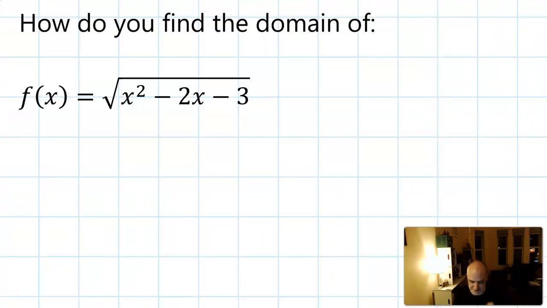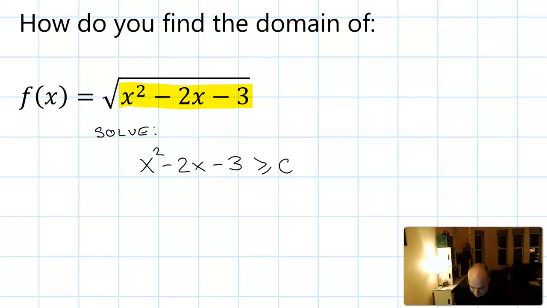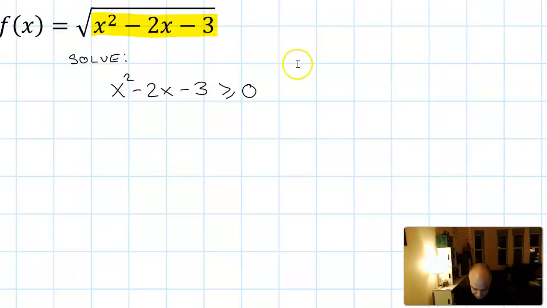We've encountered a problem like this in previous sections, a long time ago: how do you find the domain of the square root of x squared minus 2x minus 3? We know that the domain of a square root function is whatever makes the argument, the thing underneath the root, greater than or equal to 0. So to find the domain, we need to solve the related inequality x squared minus 2x minus 3 greater than or equal to 0.